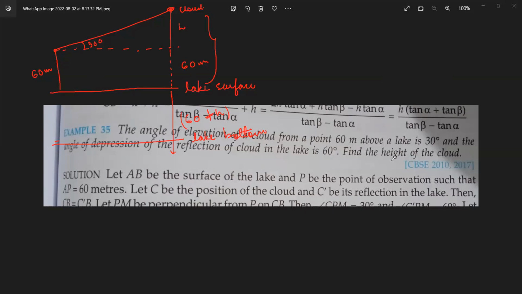Ma'am, we should find it from the observer's height, right? Yeah, because the observer is at this height, so the observer will be measuring the height from here. So h we have to find, right? Yes, ma'am. Because this is the level of sight of the observer, so from here that height will be measured.